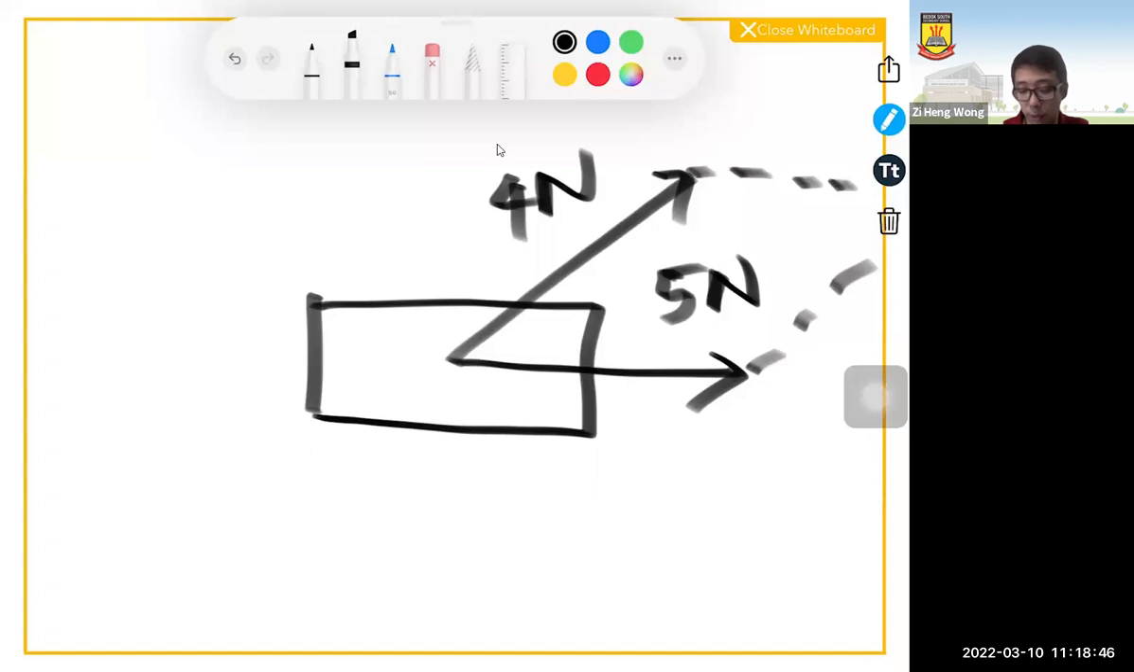Okay, we will draw a parallelogram, and then we'll say that it will be somewhere in between. Okay, so that's how we will find this. This one I'll go through with you again.